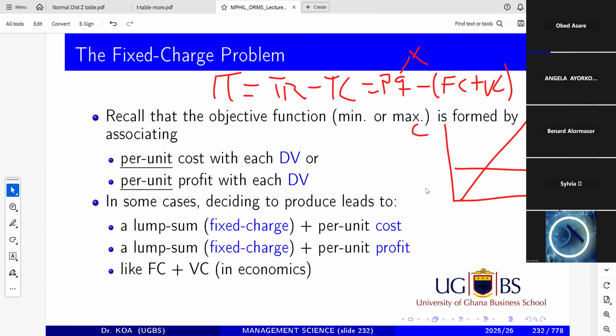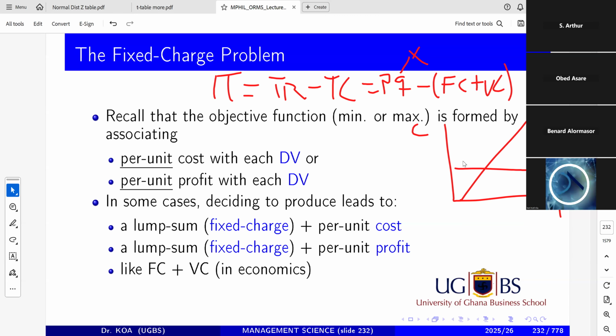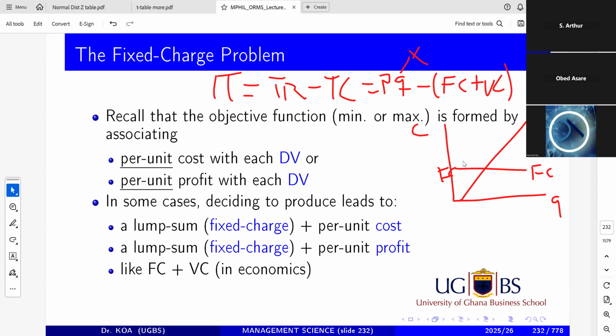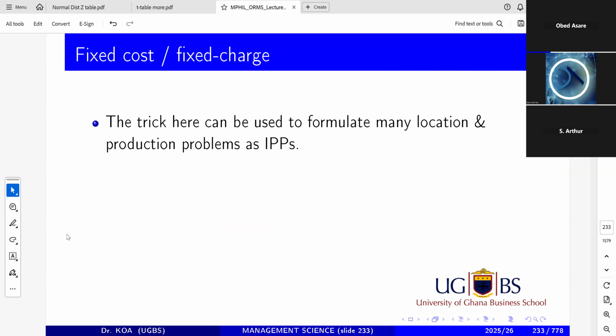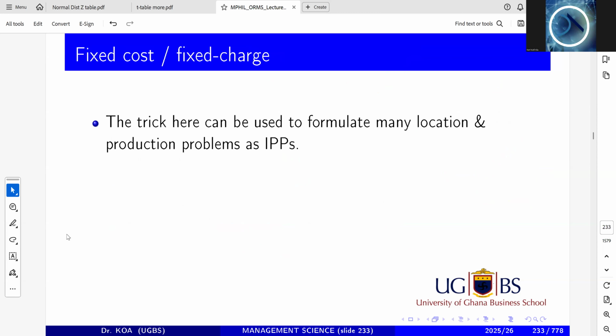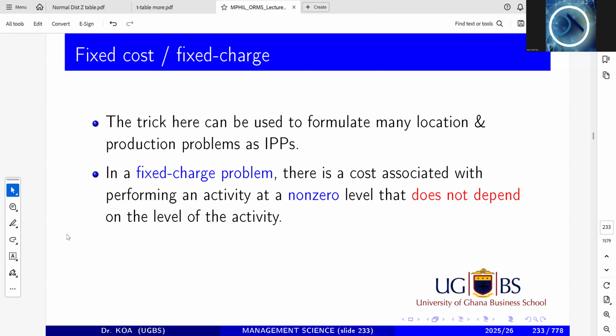So this is a graph that shows the difference. Fixed cost is fixed, no matter the level of production. Variable cost rises with the level of production. Keep that in mind, because that principle is what we are going to use to understand the fixed charge. Pay attention with this story. The best way to explain fixed charge is to use a typical example to work out a fixed charge problem.